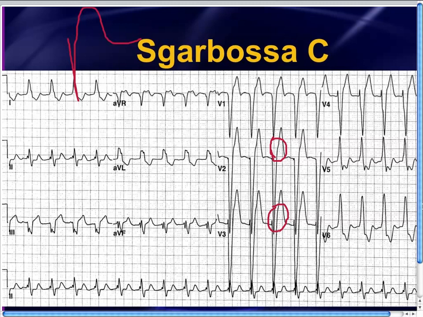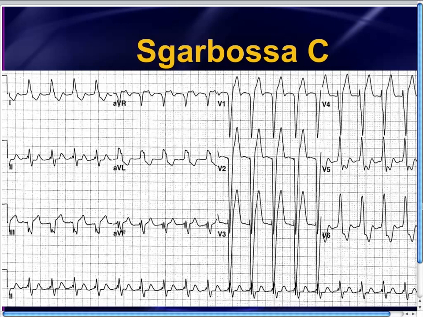And if you believed in Sgarbossa C, you'd have to say that this patient has an MI based on V2 and V3. But as we said, subsequent studies have found that Sgarbossa C is not as predictive, not as useful, not as specific. Therefore, a lot of people have just said, you know what, let's forget about Sgarbossa C. And you can kind of imagine why.